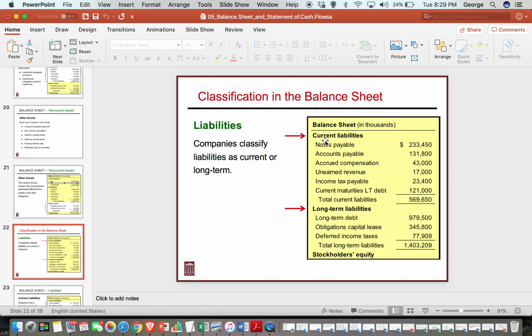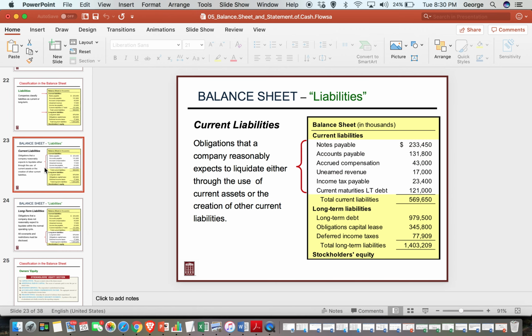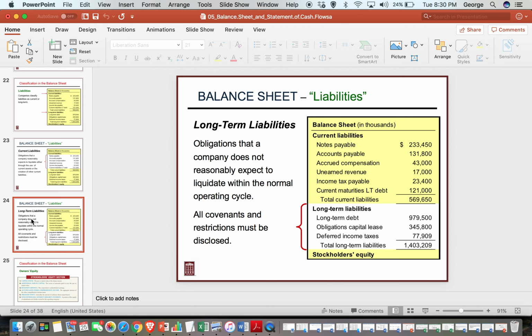All right, so companies should classify their liabilities as either current or long-term. Current liabilities are those liabilities we expect to reasonably liquidate, either through the use of current assets or the creation of other current liabilities. A long-term liability, of course, would be an obligation that we don't reasonably expect to liquidate in the next year.